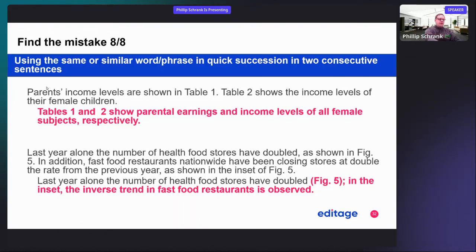Now, if you had, "Last year alone, the number of health food stores is doubled, as shown in figure 5," and then a few sentences later, maybe in the next paragraph, "In addition, fast food restaurants nationwide have been closing stores at double the rate from previous years, as shown in the inset of figure 5," that's okay, as long as there's some separation between the two sentences. But right next to each other, you don't have to point to figure 5 like that. You should definitely paraphrase yourself, essentially, as in the corrected example.